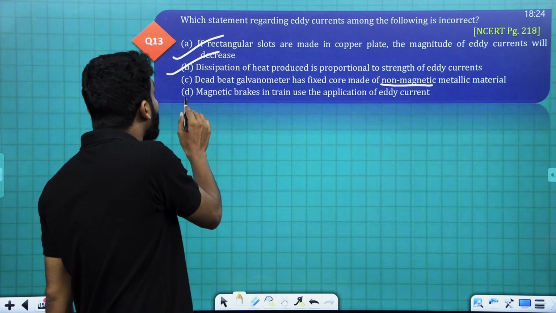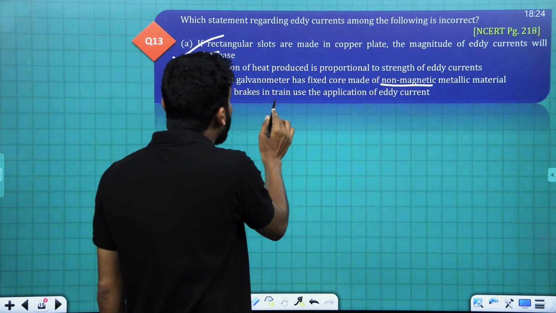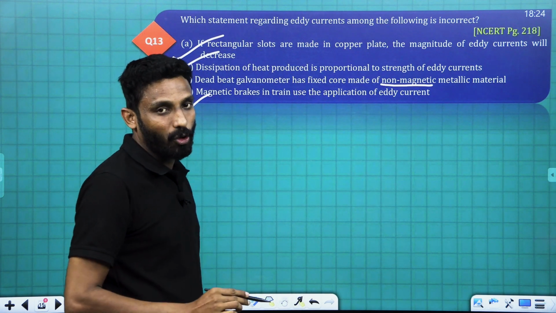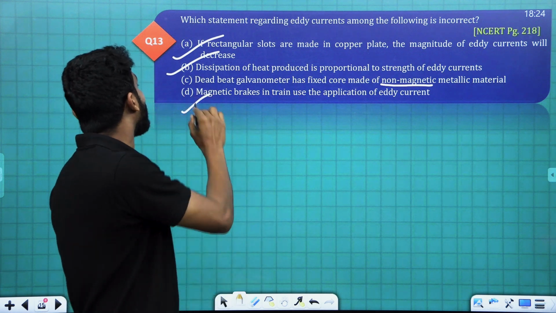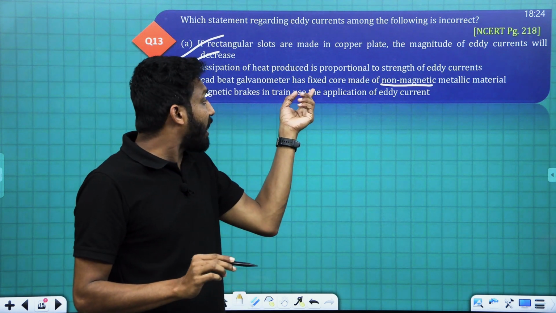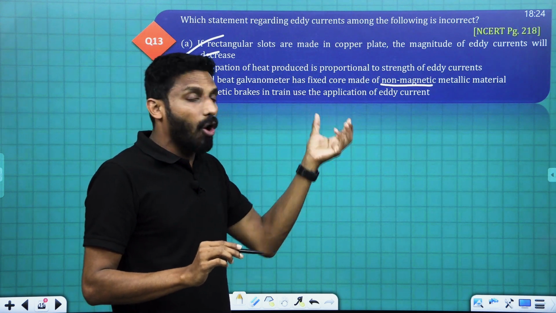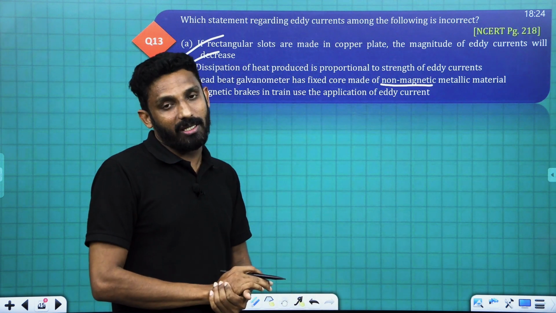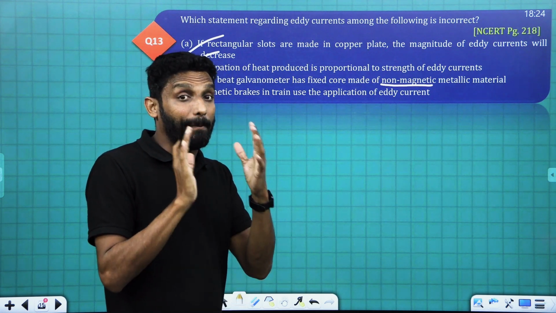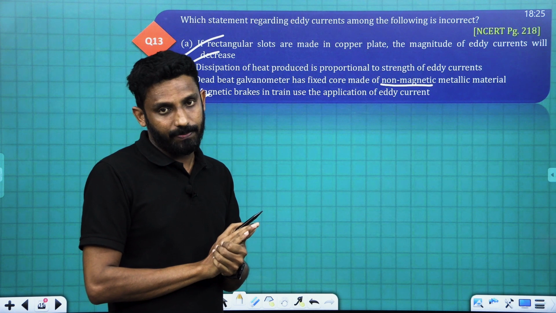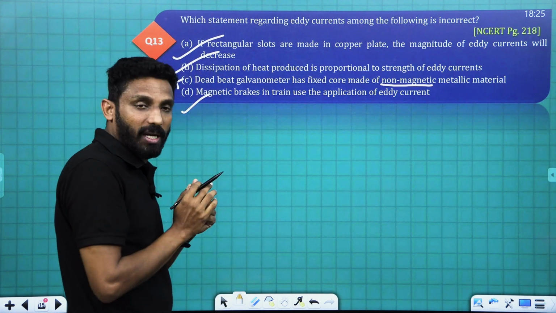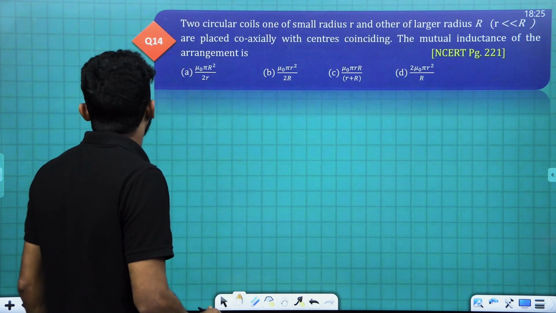What about the fourth one? Magnetic brakes in train use the application of eddy current. This is true. C is incorrect. So that is our answer. See here. Deadbeat galvanometer has fixed core made of magnetic metallic material. Then only eddy current will be formed and the damping is taking place. That's why this is the incorrect statement and that's the answer of the question.